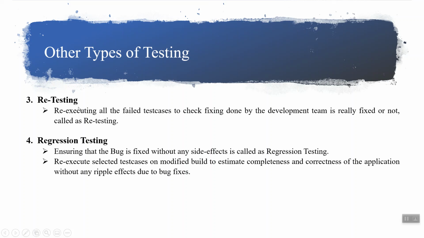After that, the third one is retesting. Re-executing, as the name suggests, all the failed test cases to check if the fix done by the development team is really fixed or not is called retesting.